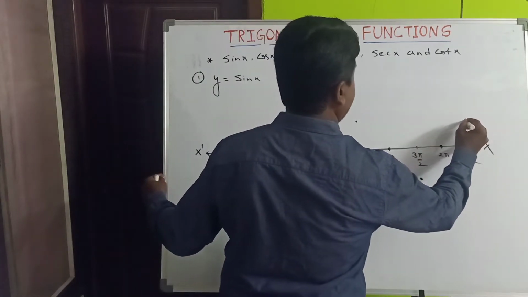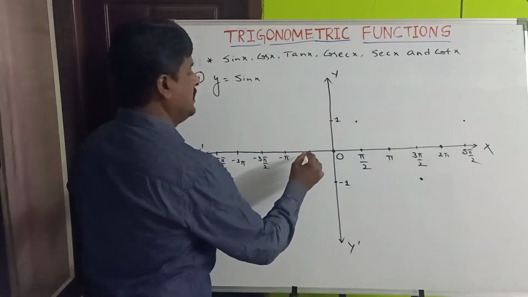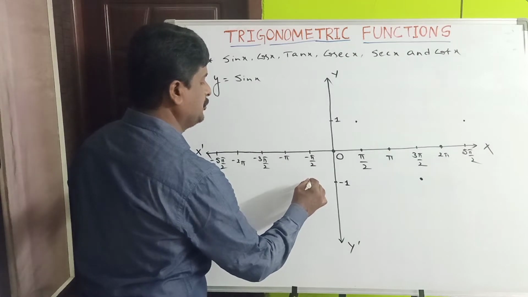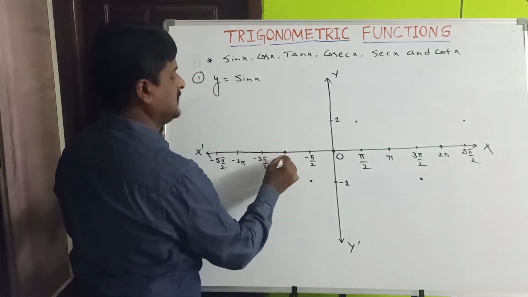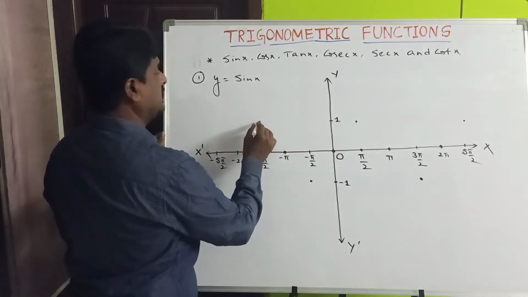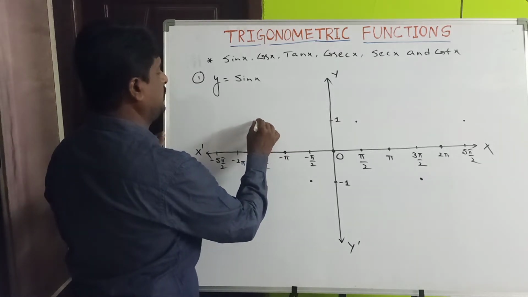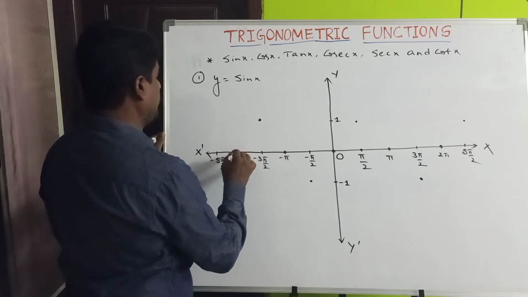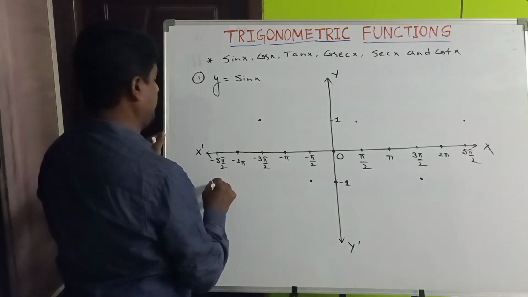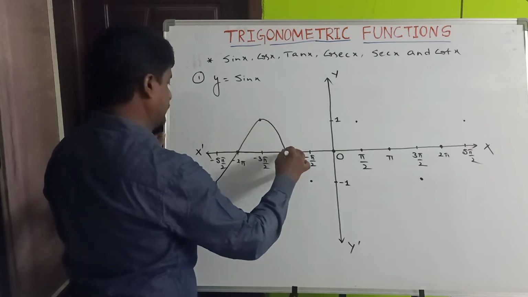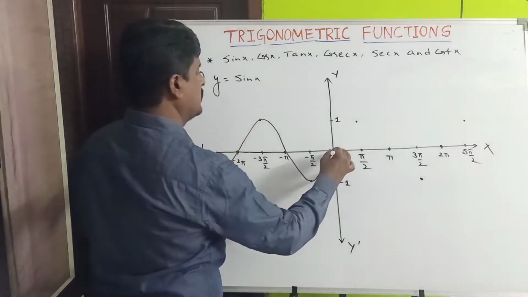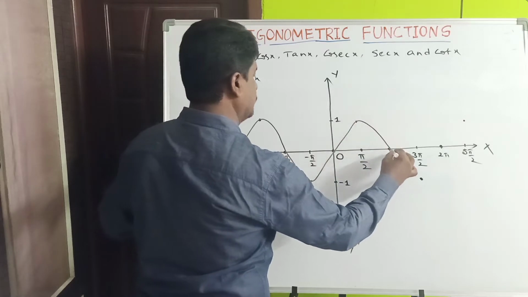When x is 5 pi by 2, again it is 1. When x is minus pi by 2, it is minus 1. When x is minus pi, sin of minus pi is 0. When x is minus 3 pi by 2, it is 1. At minus 2 pi, 0. At minus 5 pi by 2, minus 1. So this is the graph of sin x.